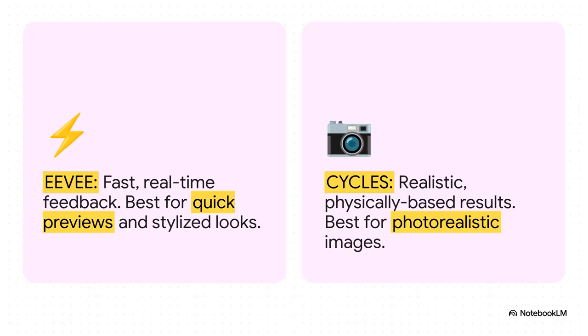So how do you actually see the final picture with all the lights and textures working together? You have to render it. And Blender gives you two main ways to do this. There's Eevee, which is like a video game engine. It's super fast, you see the results in real time, and it's perfect for just testing out ideas. Then you've got Cycles. Think of Cycles as the professional photographer. It takes a little more time, but it calculates how light actually behaves in the real world to give you these absolutely stunning photorealistic images.